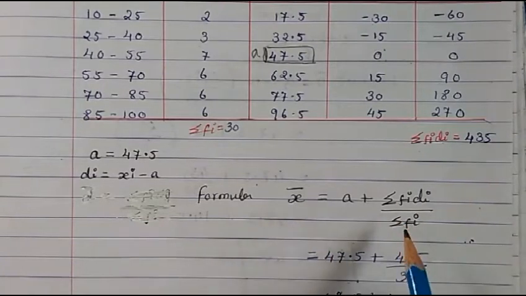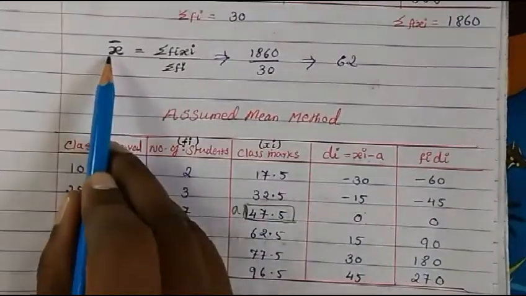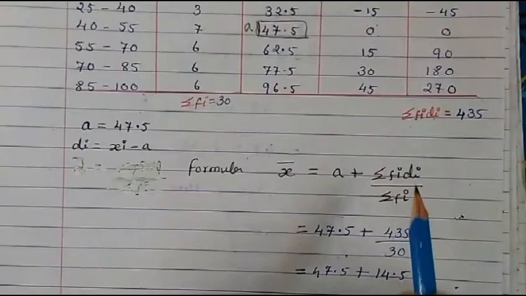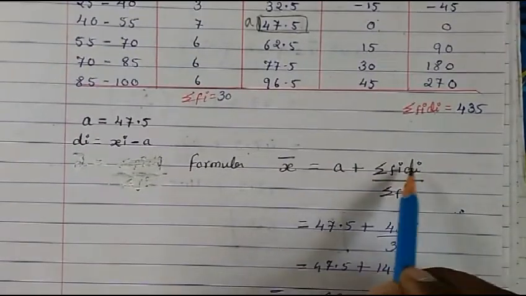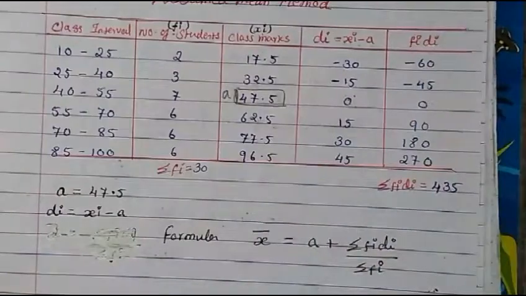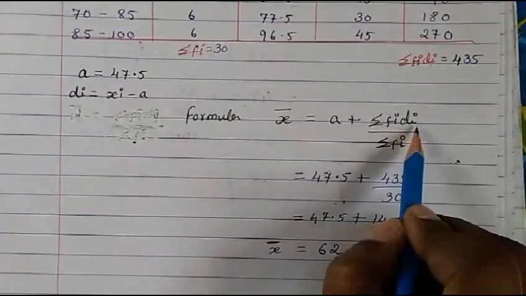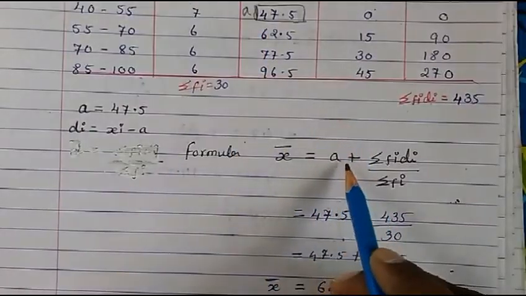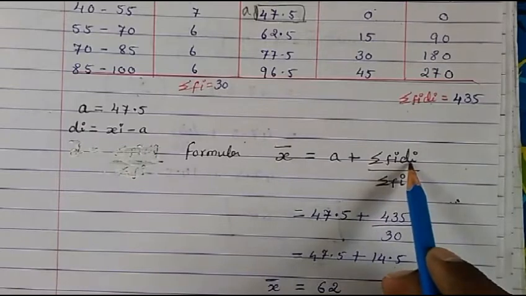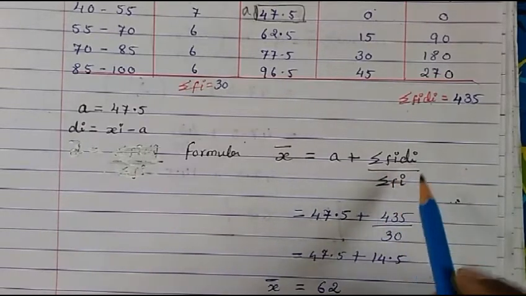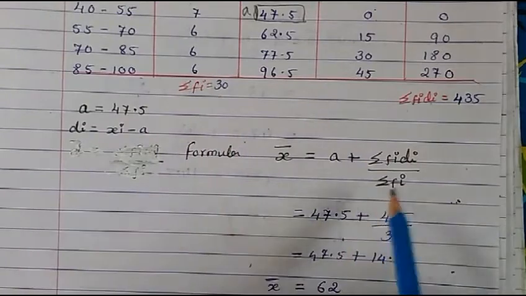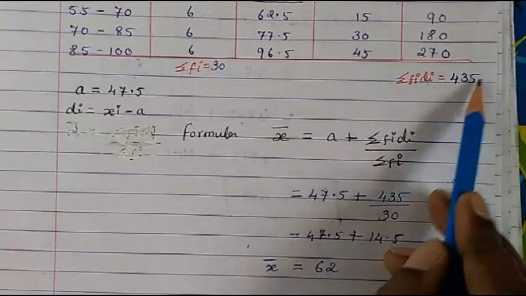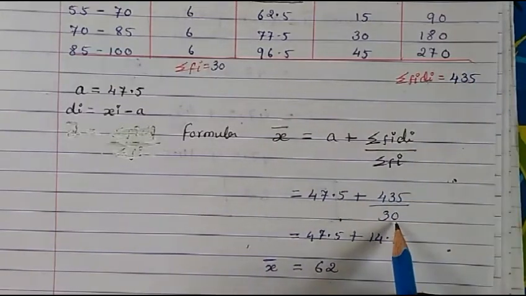So same formula only. If you see, same only, x bar equals summation Fi xi upon summation Fi. Here just instead of xi we write down Di. Okay, because we find out last it is Fi and Di, right? So we will write Fi and Di, and in the assumed mean method we have to just add a here. So a plus, and instead of xi you write down here Di. So summation Fi Di, divided by summation Fi. So then the a value we know 47.5 plus, and summation Fi Di is 435 divided by 30.